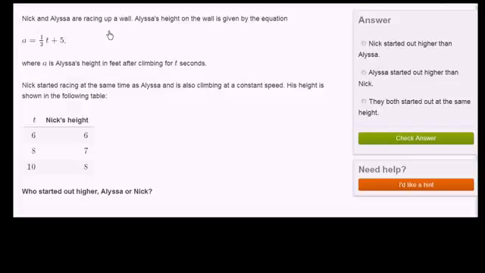Nick and Alyssa are racing up a wall. Alyssa's height on the wall is given by the equation A = 1/3 t + 5. So it sounds like they're wall climbers of some kind, where A is Alyssa's height in feet after climbing for t seconds.